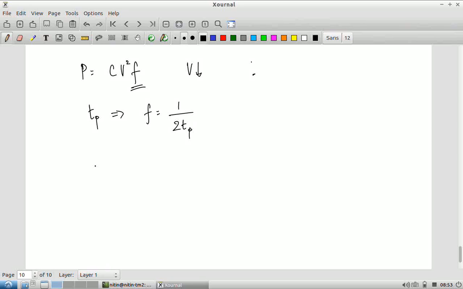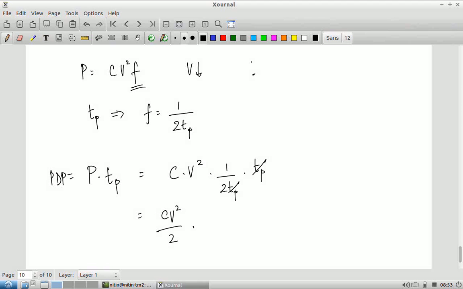Okay? Which means that the power delay product becomes equal to C into V square into 1 over 2 TP times TP. It becomes C V square by 2. Okay? This is just a very rough estimate for, let's say, a single gate. This is more to give a qualitative idea of what is one of the possible problems with the power delay product as a metric.